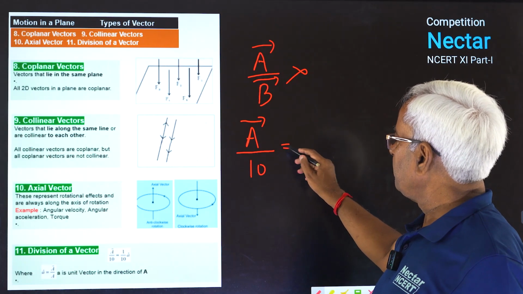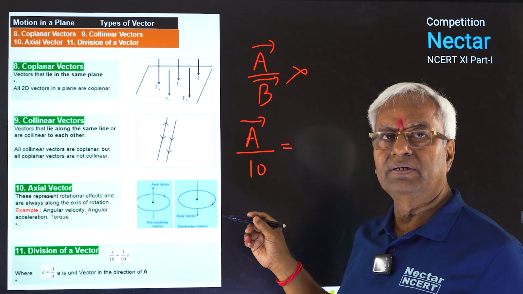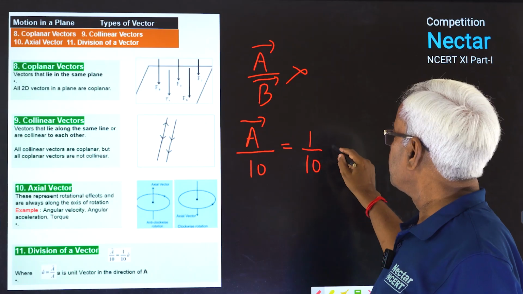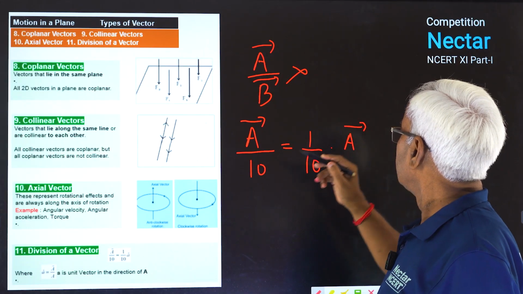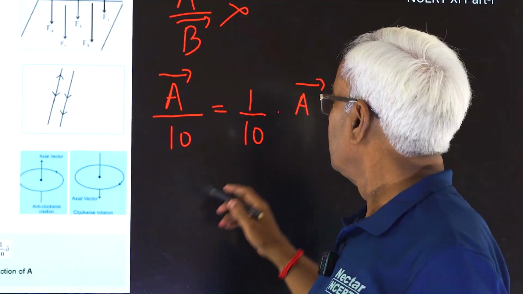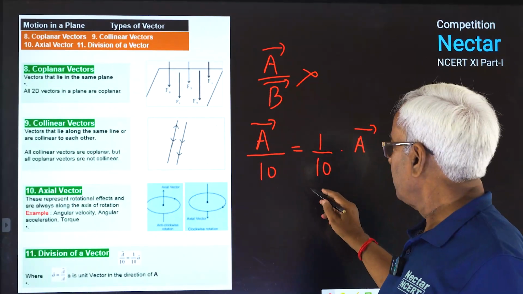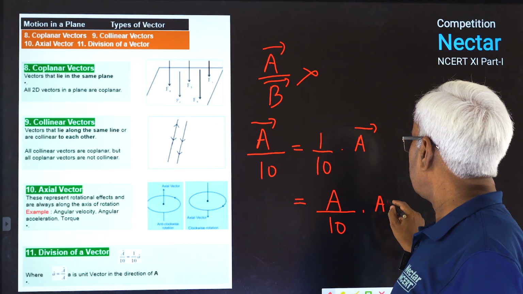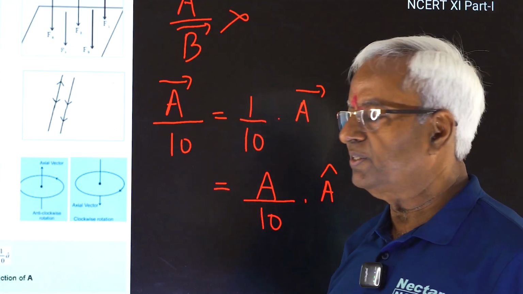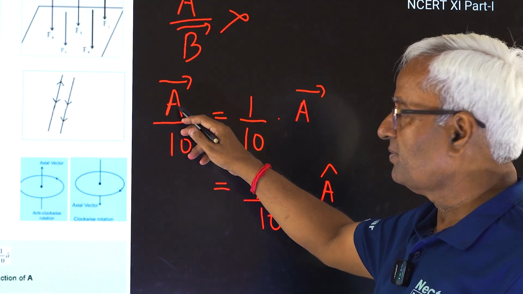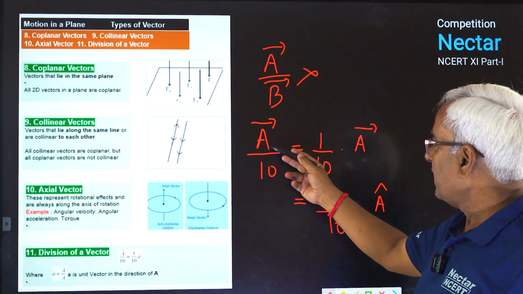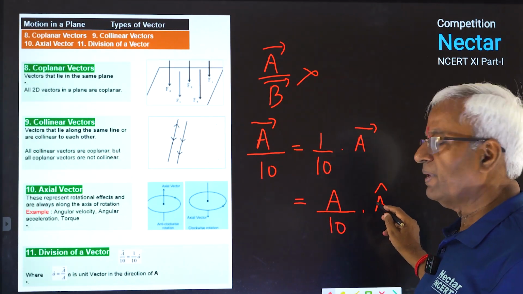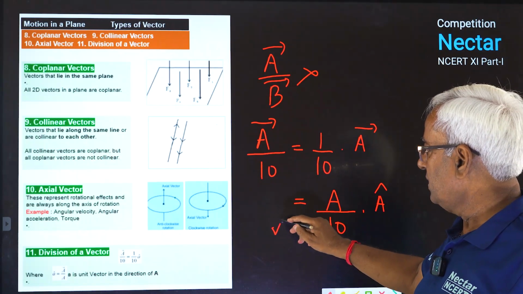Now, how will you proceed if you are asked to find vector A upon 10? What will you do? Make them separate. This is 1 by 10 vector A. Or you might write here A by 10 into unit vector A. This is the better way of writing the answer of this one. So you have divided the magnitude of vector A by this 10 and then multiplied it by unit vector A. This is the answer.